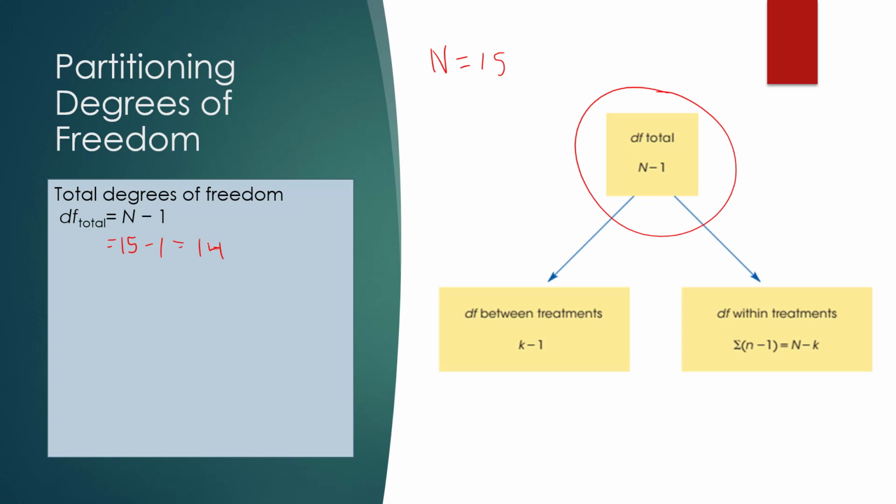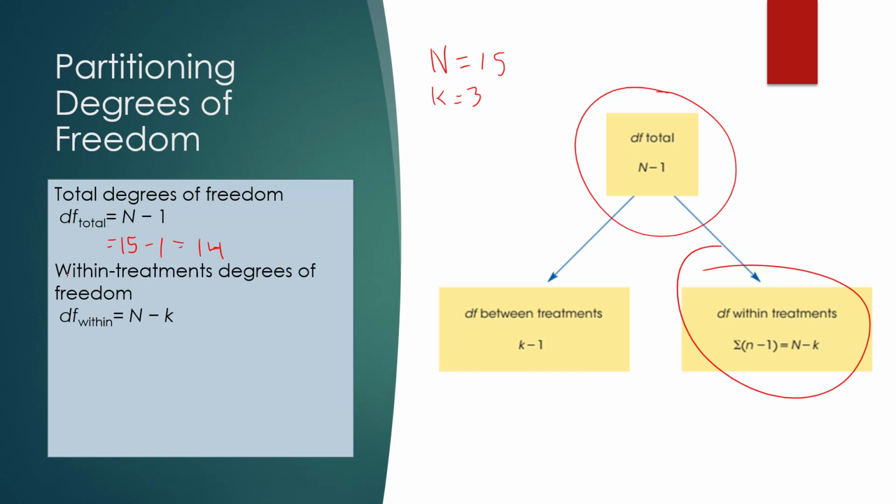Now degrees of freedom within, we need to know K. So going back, looking at the number of treatments we had in that example, K was 3. So within treatments degrees of freedom, we take N, which is 15, the total number of participants in our experiment, and we subtract K, which is 3. So we had 3 treatments. That's going to give us 12.